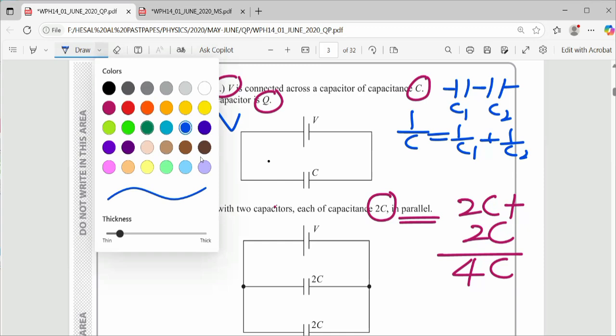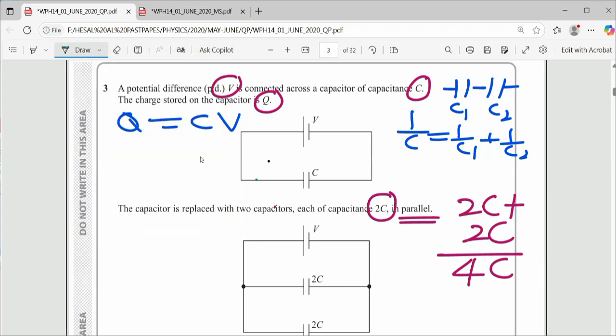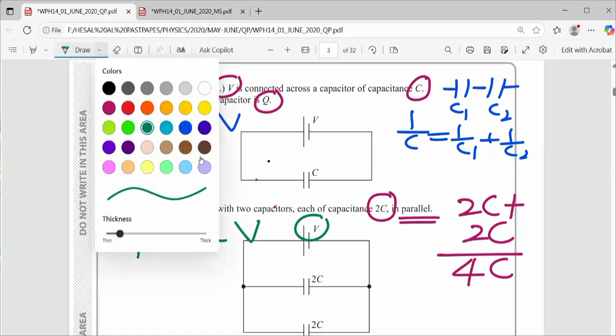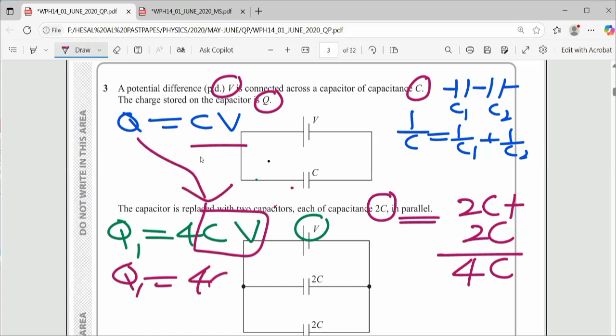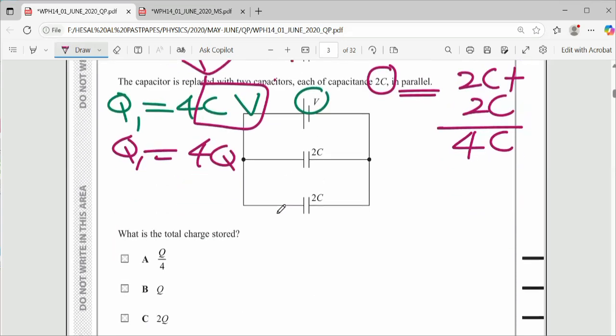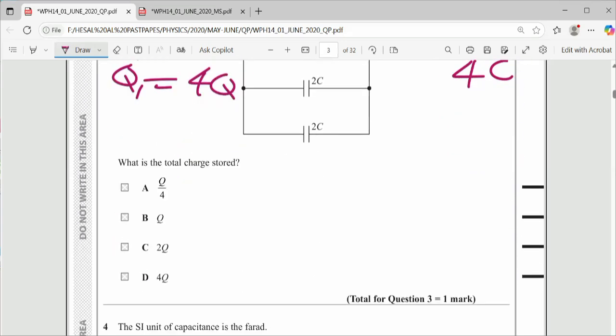We can substitute values in both the cases separately. In here, Q is Q, C is C, and V is V. What about here? Q is the one we have to find. I consider it as Q1. C is 4C, V is V. Now, instead of CV here, I can use Q. Q1 equals 4Q. Now look at the answers, where it gives by D.